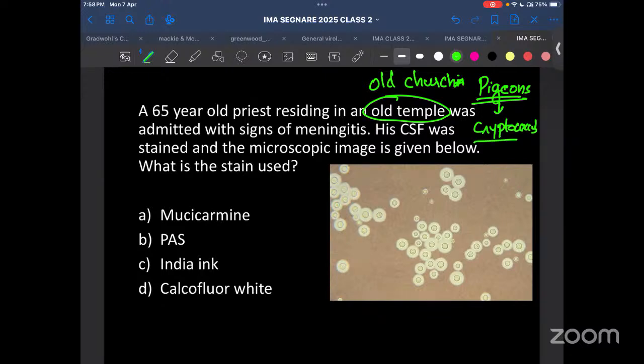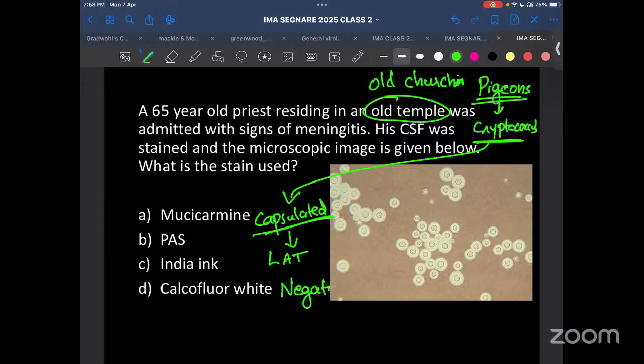See, Cryptococcus is a capsulated fungus. And I have told you what is the best method for detection of capsule. We have discussed it. It is latex agglutination test. What is the second best method for detection of capsule? It is negative staining.